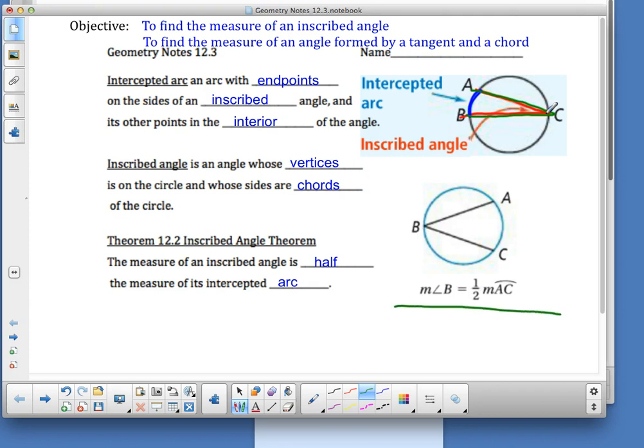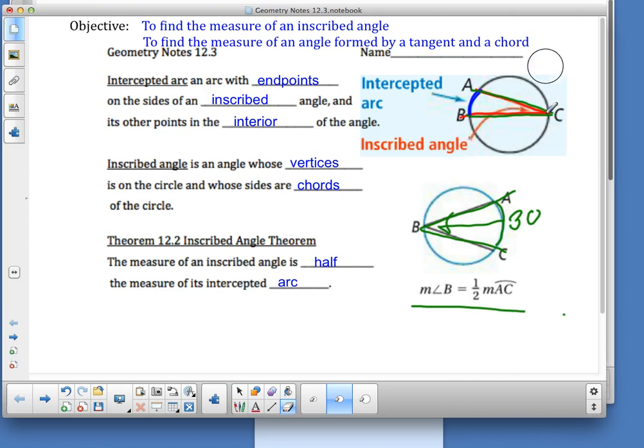Formally, the measure of angle B is half as big as the arc AC. So if this was 30, what's the angle? 15. That's it. And people are like, what? This whole chapter, I actually had a student last hour say, boom, this is way easier than I thought. It's all about you knowing vocabulary.